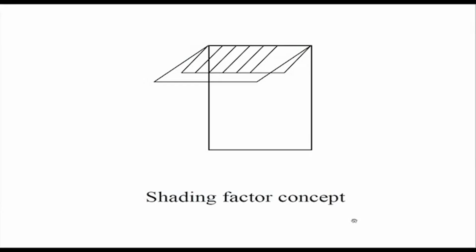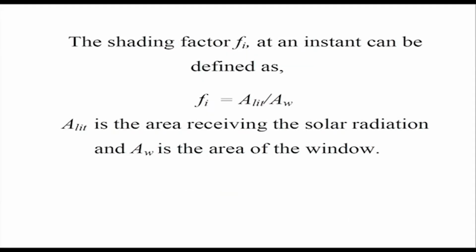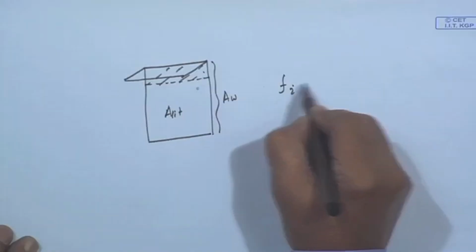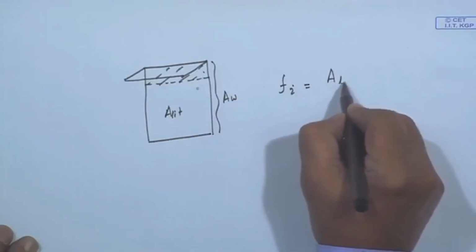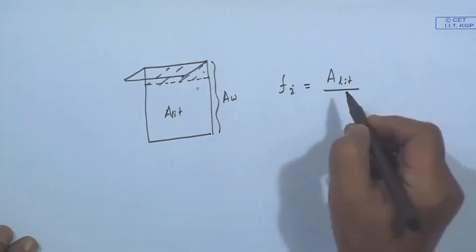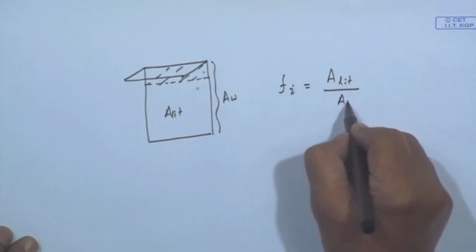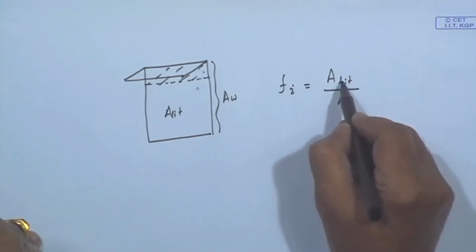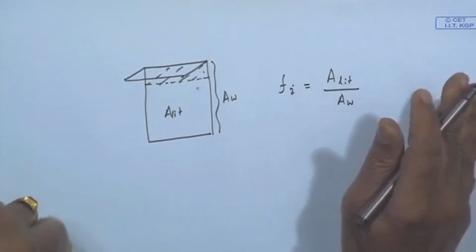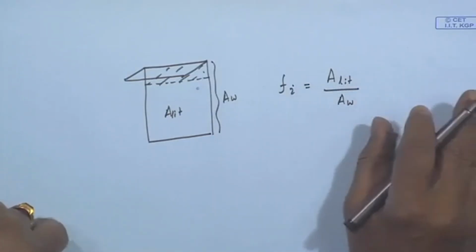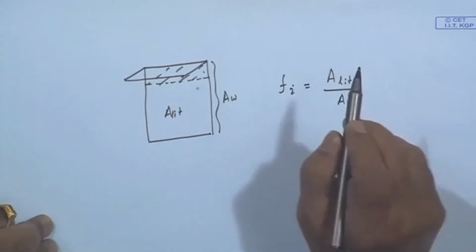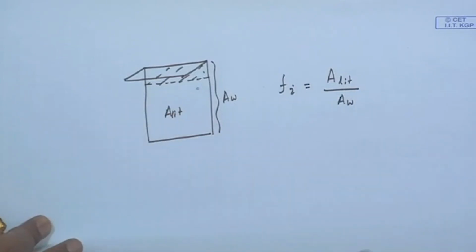So, we define the shading factor concept, that is, Fi at any instant is A lit, how much of the area of the window receives the solar radiation, let us say, divided by the total area. If A lit is 0, Fi is equal to 0, the shading factor is 0 if there is no lit area. If it is completely shadowed, Fi will be 0, and Fi will be equal to 1 if it receives fully.